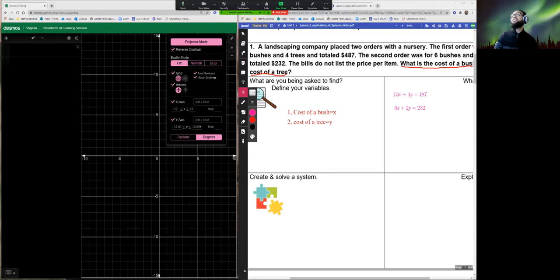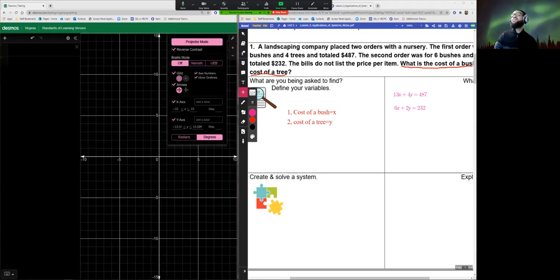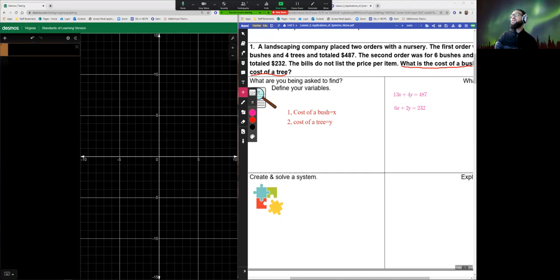Once again, make sure you turn on your projector mode in Desmos and then also turn on your arrows. I like the reverse contrast. You don't have to use it. It's totally optional. The other 2, I strongly recommend you use those. All right, so we have 13X plus 4Y equals 487. Let's go ahead and type that in. 13X plus 4Y equals 487.